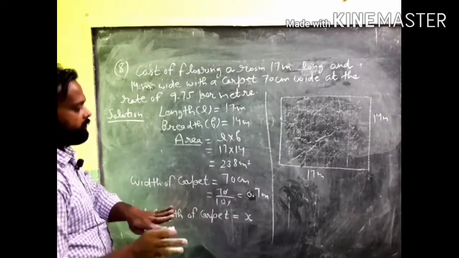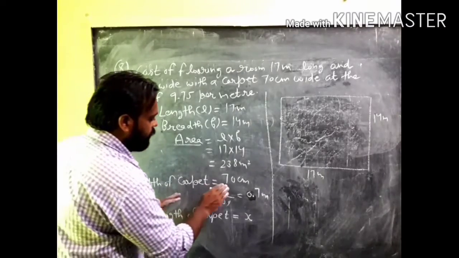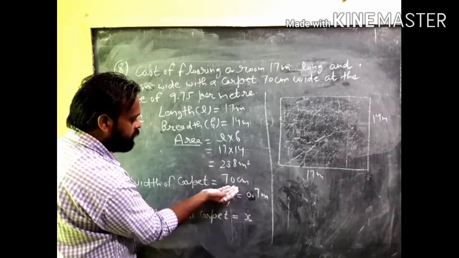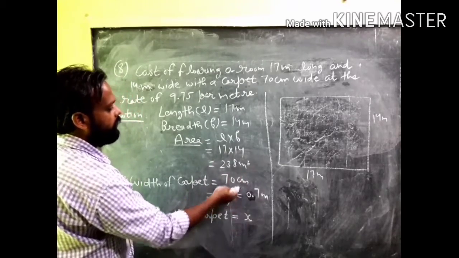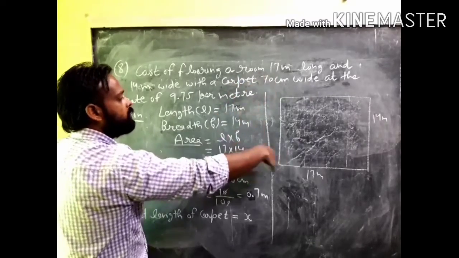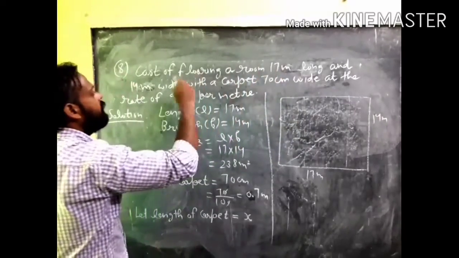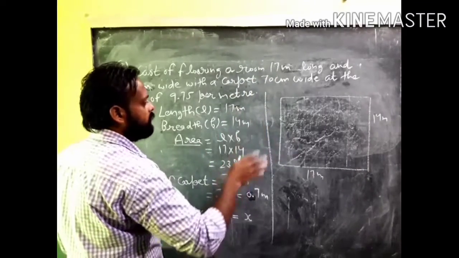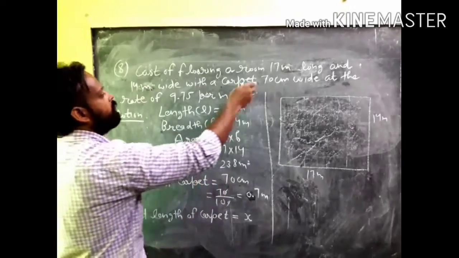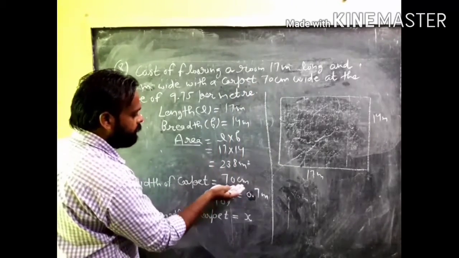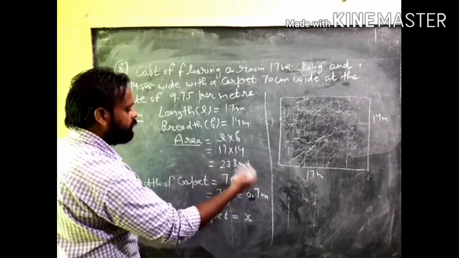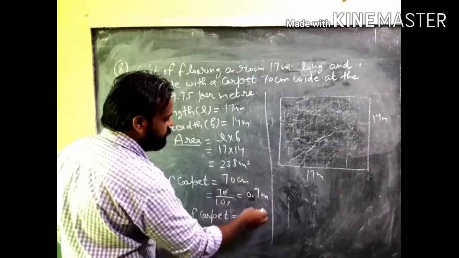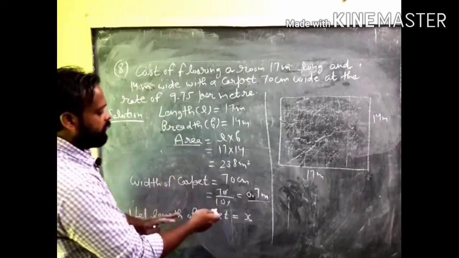Now you can see it is very important. The width of the carpet is given to us, that is 70 centimeters, and now I am changing this 70 centimeters into meters. Why? Because the whole statement is in meters: the length is given in meters and the breadth is also in meters. So we have to convert this also into meters. When converting centimeters into meters, we divide by 100. After cancellation it will become 0.7 meters. So this is the total width of the carpet.